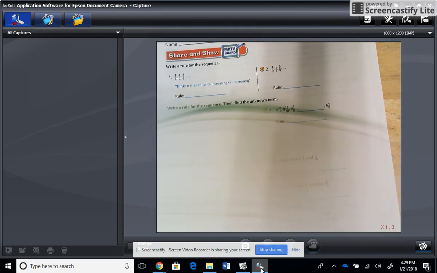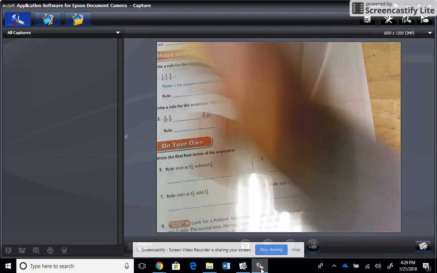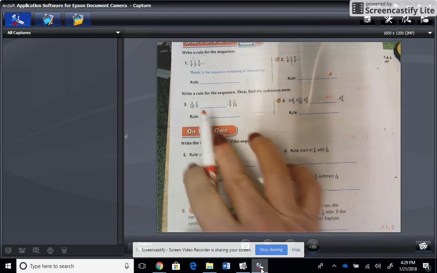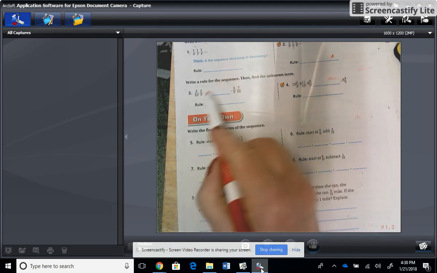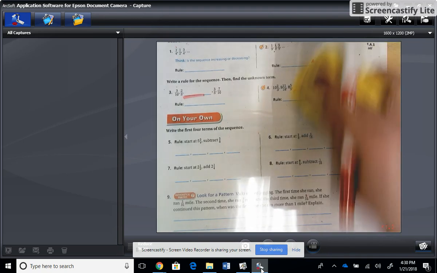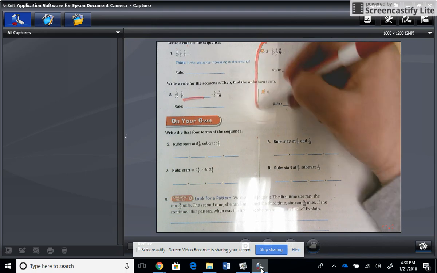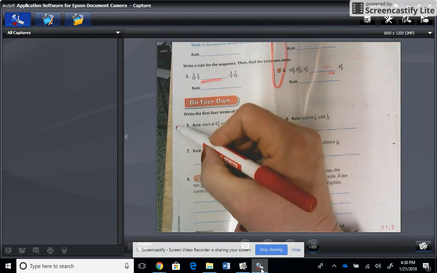Okay, let's keep going. Let's see what we have on the next page. So here we're looking for the sequence, the rules. So here you just got to look for the rule. These, you're looking for the rule. Here you're looking for the rule, and then you have to fill in a term on those two. So what I would like is for you to do 2 and 4. And then I would like you to pick 1 from this row and 1 from this row.